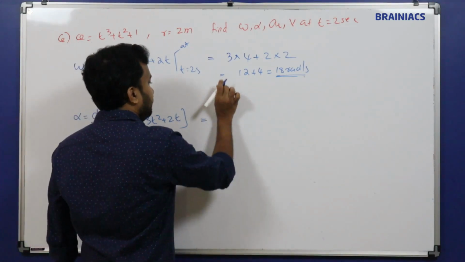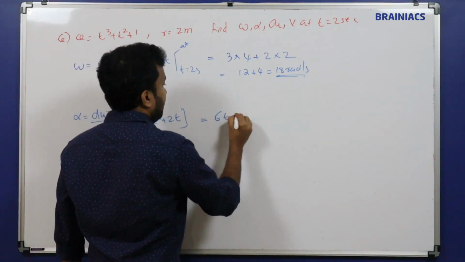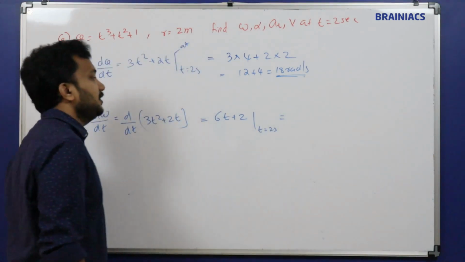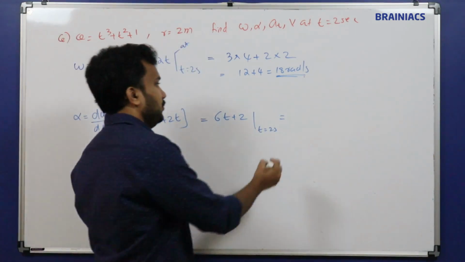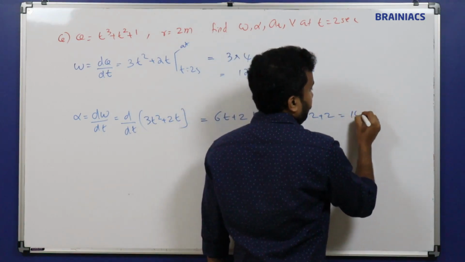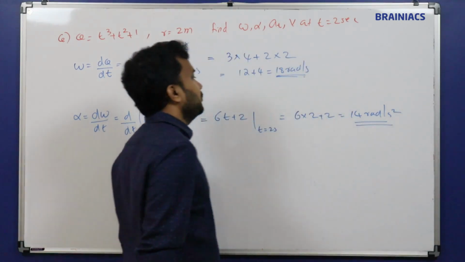So we'll get 3t square differentiation is 6t, plus 2, at t is equal to 2 seconds. So answer is how much? 6 into 2 plus 2. So 12, 14 radians per second square. 14 radians per second square.